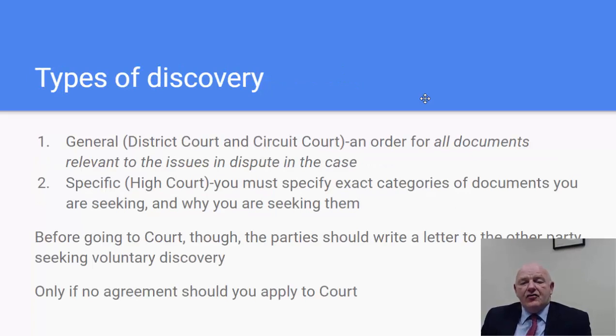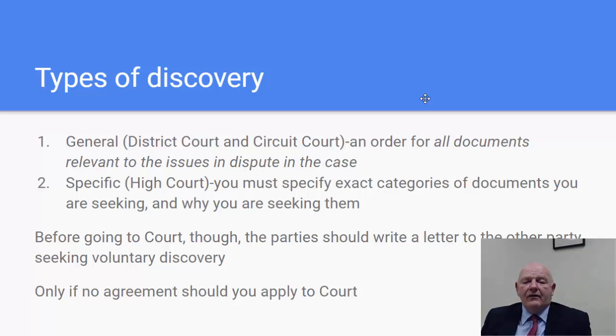So types of discovery then, there's general and there's specific. General discovery is an order for all documents relevant to the issues in dispute in the case, and a general discovery order may be made in the District Court or Circuit Court. However, in the High Court, you must look for a specific discovery order. So you must specify exact categories of documents you're seeking and why you're seeking them. Specific in the High Court because the whole purpose is to try to reduce the costs involved in the discovery procedure, and if it's a High Court case and you're not specifying categories, then there could be a lot of needless costs incurred for both sides.